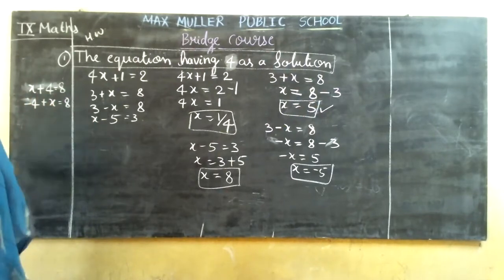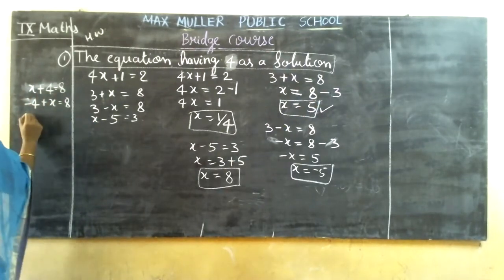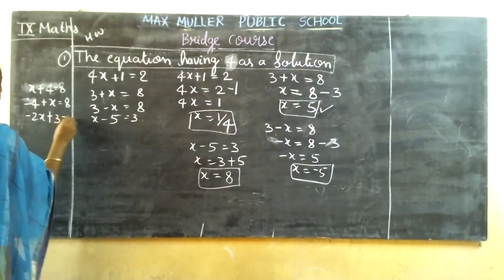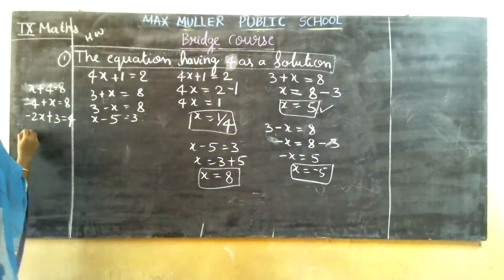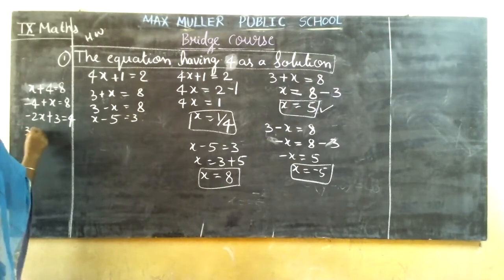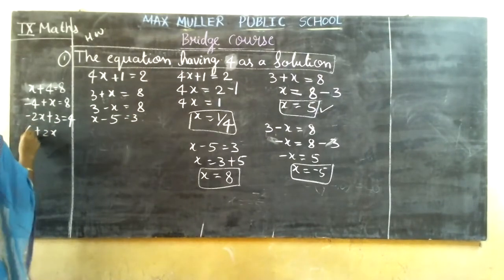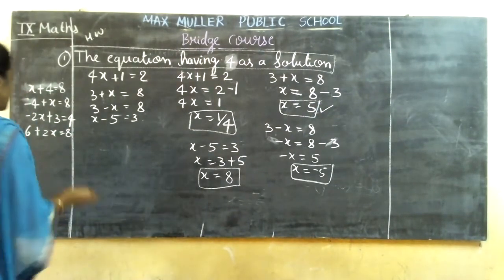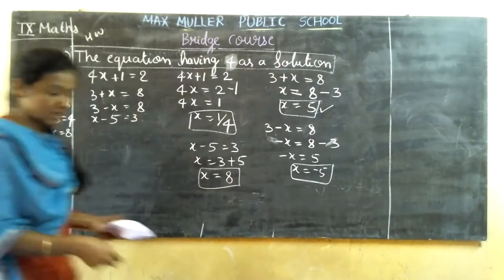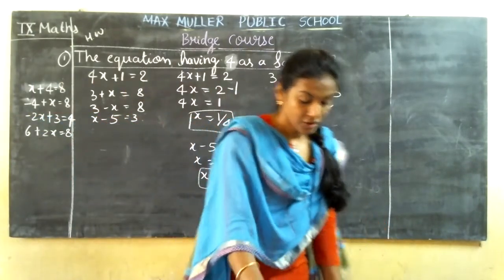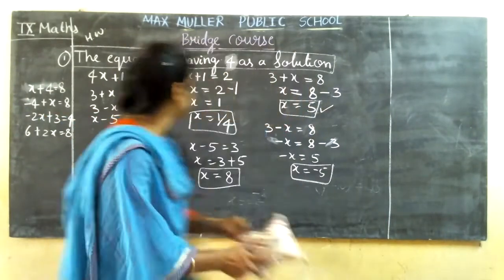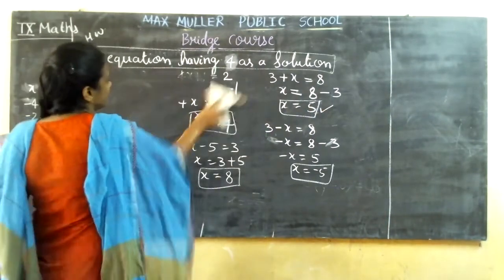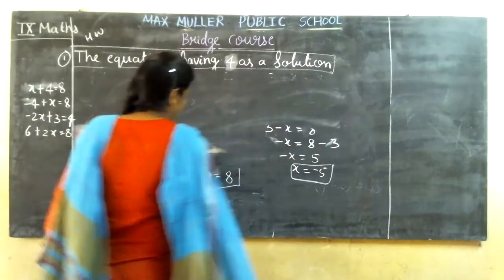x plus 4 is equal to 8. Minus 4 plus x is equal to 8. Next, minus 2x plus 3 is equal to 4. Okay, next, 6 plus 2x is equal to 8. In these 4, which one gives 4 as a solution? Okay, take this one question as homework. Understood? Yeah? Can I clean? Yes, guys, copy. You can pause the video and see, no? Not a big issue.